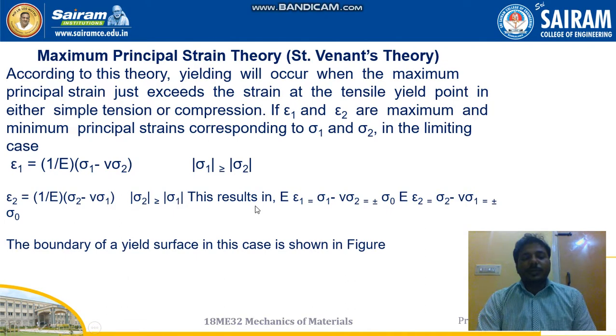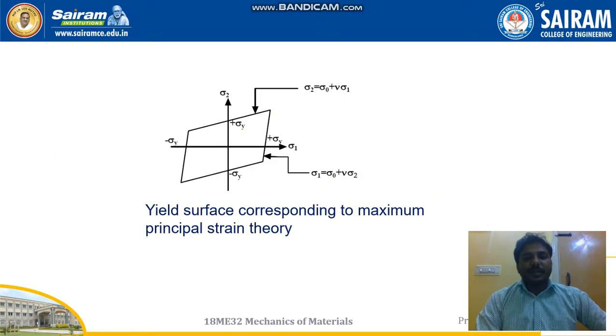So in total, this result is E into epsilon 1 equal to the maximum principal stress minus nu times the minimum principal stress. By equating this boundary, we get what we have seen in the yield surface corresponding to the maximum principal strain.